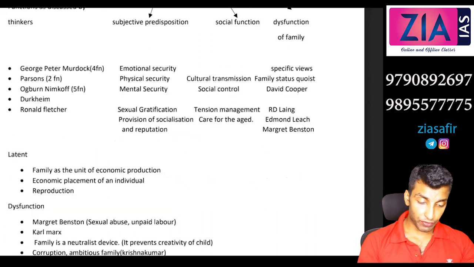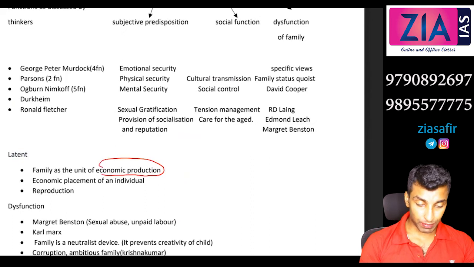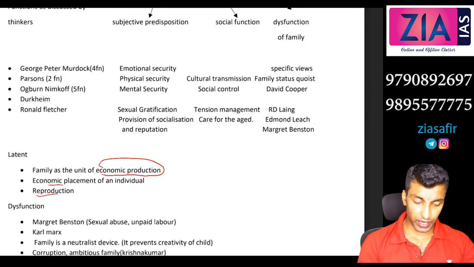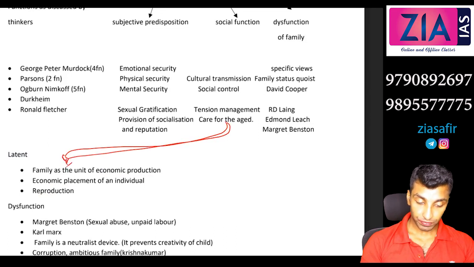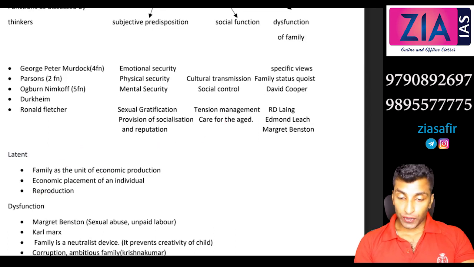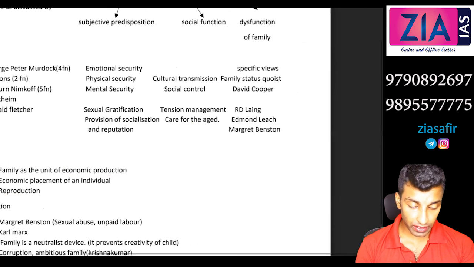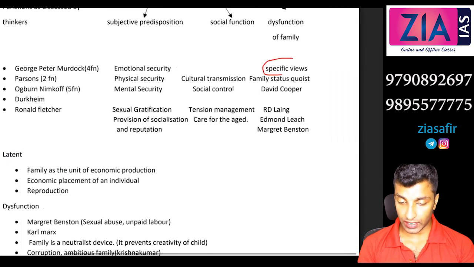Latent function, few more latent functions have been written here. Family as the unit of economic production, economic placement of the individual. I have already told all these points, so you can connect this. So it is actually a continuation. Now dysfunctions, these are specific views of thinkers. You don't want to write anything here from your side.